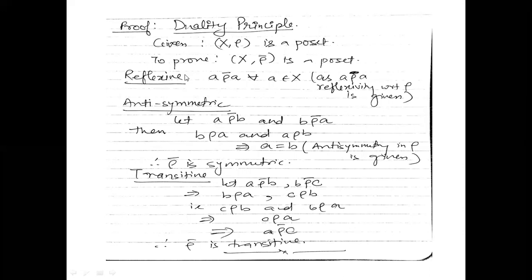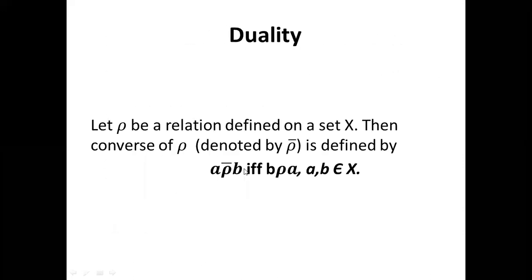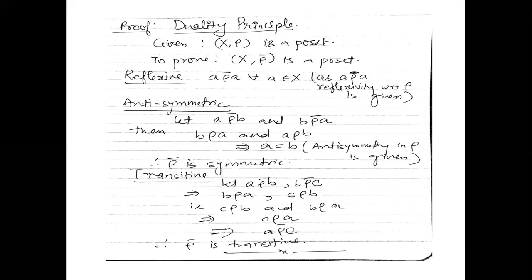First check reflexivity. Reflexivity means every element is related to itself. So A is related to A with respect to rho bar for every A belonging to X, as reflexivity with respect to rho is given to you, because you are already given that (X, rho) is a poset. So A is related to A with respect to rho. This is given. From the definition of the dual relation, A is related to B with respect to rho bar if and only if B is related to A. But if A and B are the same, then both sides are the same. So that is here.